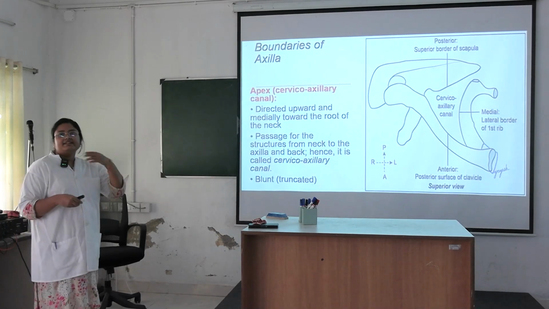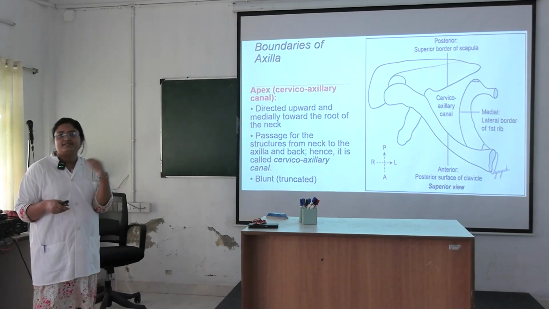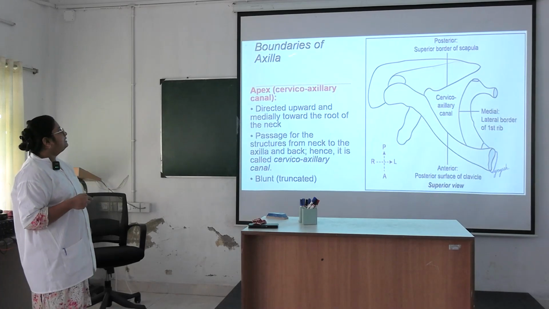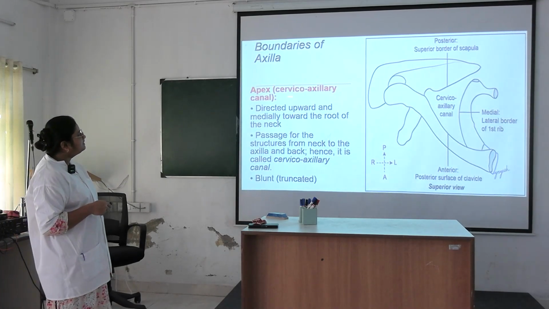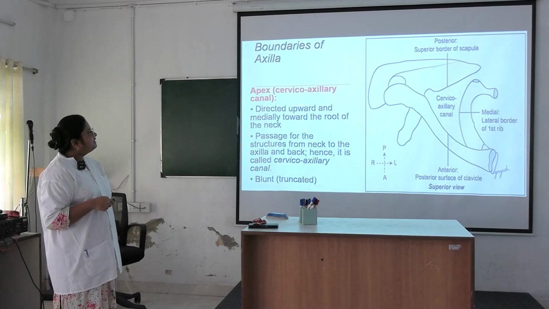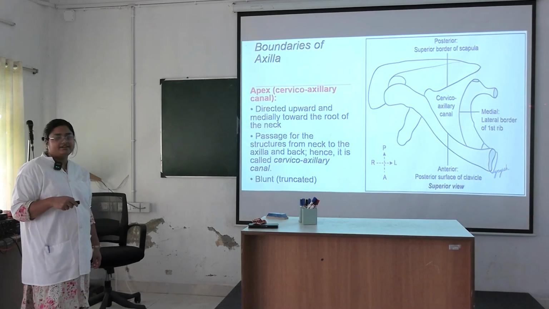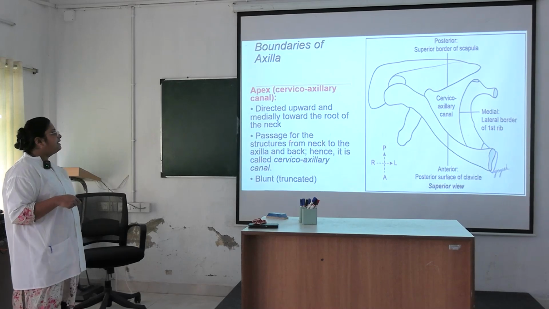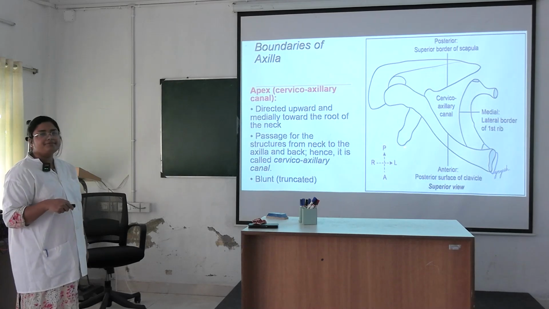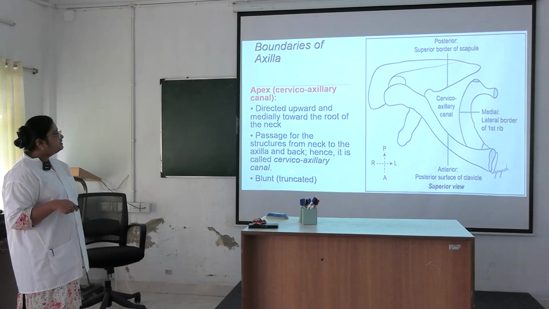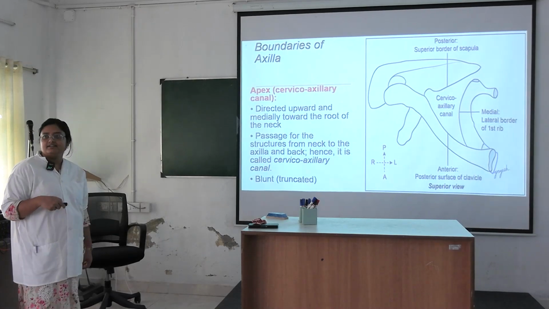So, we will discuss the individual boundaries in detail. First, we will go to the apex of the axilla. Apex is known as cervicoaxillary canal. It is directed upward, medially and towards the root of the neck, and it gives passage for the structures from the neck to the axilla and back. Hence, it is called the cervicoaxillary canal.